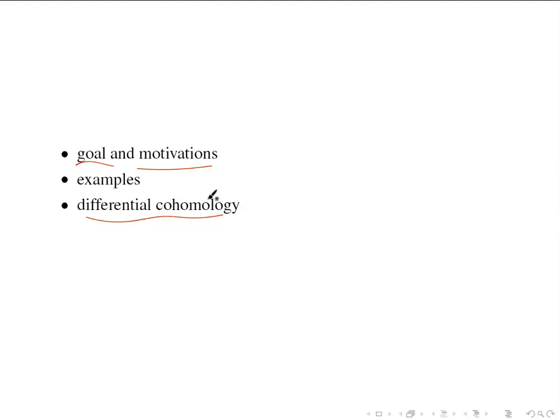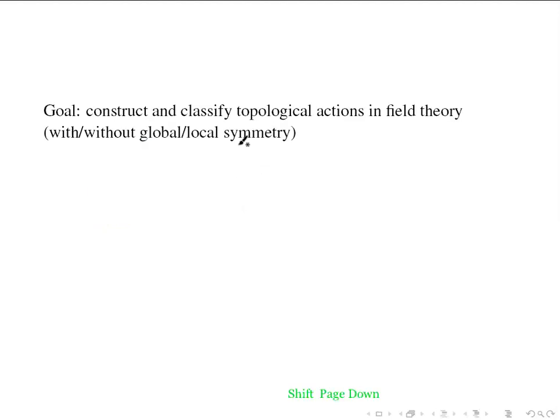And like I said, it is a little bit involved mathematically, but if you know what a differential form is, and if you know what a fiber bundle is, then you already know more than enough to be able to process most of this talk. So let's start then with the goal. The goal is to construct and hopefully perhaps even classify topological actions which can arise in quantum field theory. And I'd like to do that both without any symmetries at all, but also in the presence of either global symmetries or local symmetries.